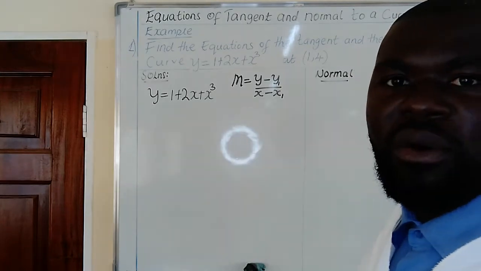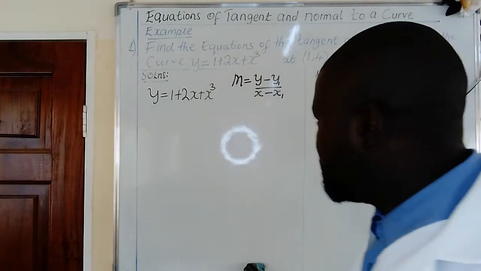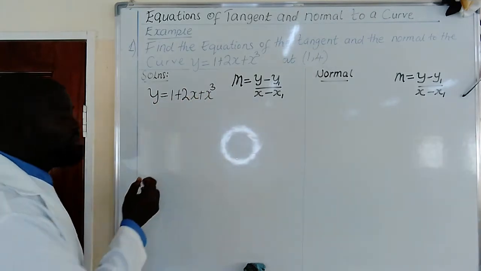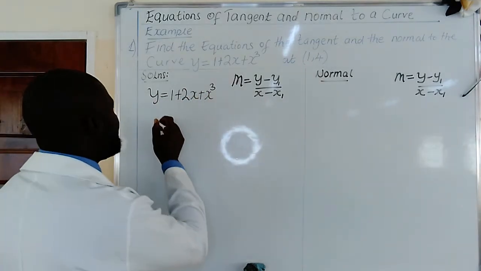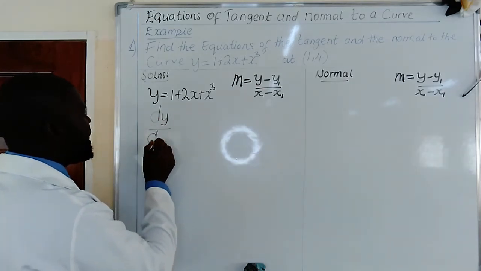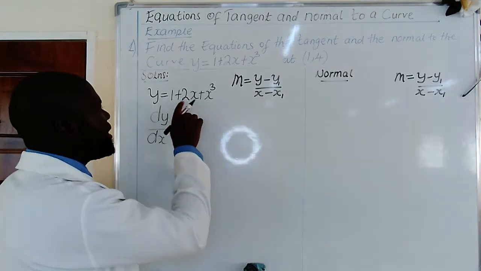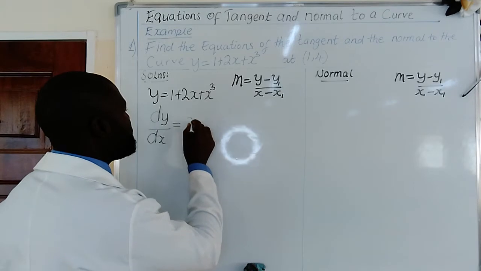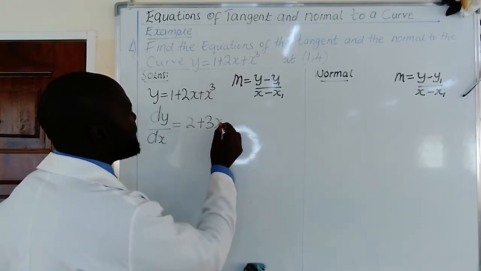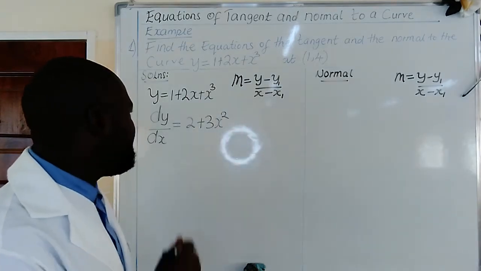So this is how we go about getting the equation. First, we are going to differentiate. So we say a function is that one. So we differentiate. So we say dy dx is equal to, so when we differentiate this, we are going to get 2 plus 3x squared. 2 plus 3x squared.